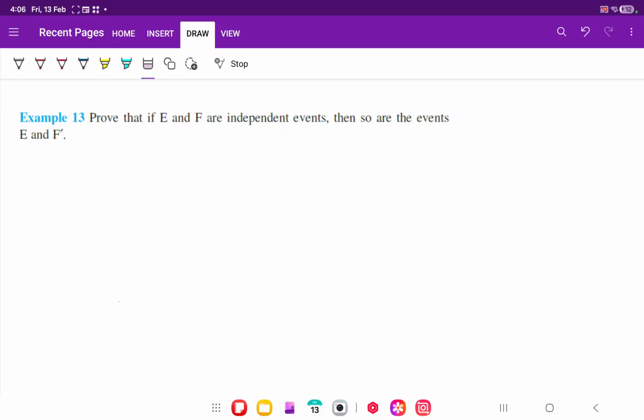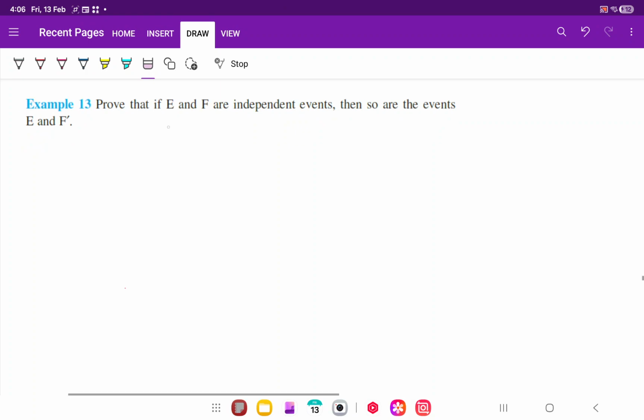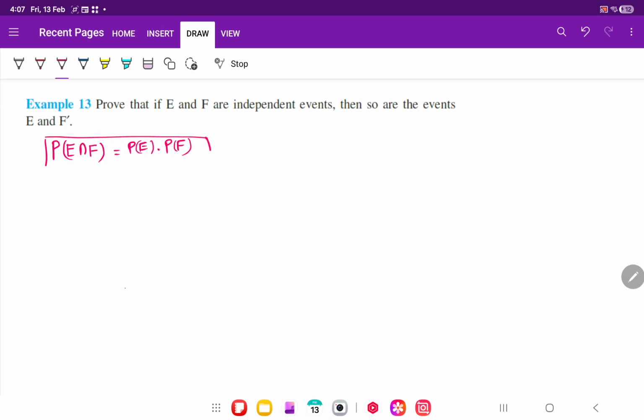Hello everyone, I am starting example number 13 from probability. It says that E and F events are independent. Okay, so what is the condition for independence? That P(E intersection F) should be equal to P(E) into P(F), correct? This is the condition for independent events.